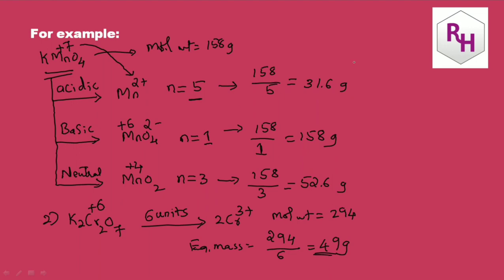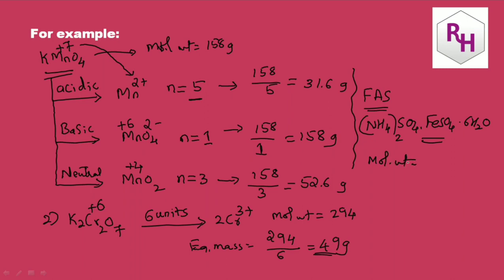Yes. Now take one reducing agent, FAS, ferrous ammonium sulfate. What is ferrous ammonium sulfate? It is (NH4)2SO4.FeSO4.6H2O. It is ferrous ammonium sulfate, a double salt. In this case, remember, the molecular weight is almost 392. I have already calculated it, so I will write it directly.